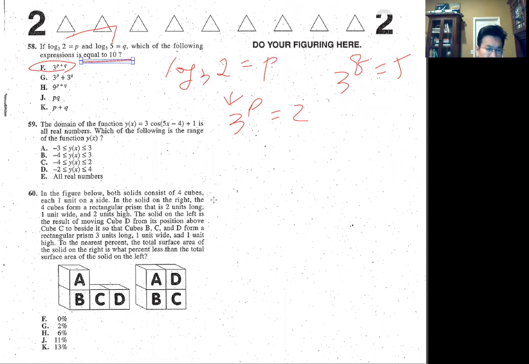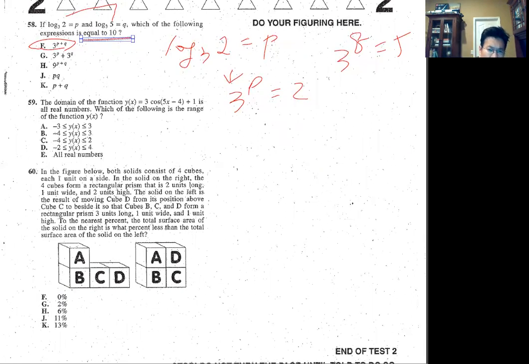If you don't know what to do with this one, you have a calculator, so you can put the log base 3 of 2, and then this. And then you get the P and Q. And then you also plug in the P and Q numbers. And then if it is 10, then that becomes the answer. If you don't know how to use a graphing calculator for a log, you go to math, and then scroll down a little bit, there's log base. Then you can use that log.